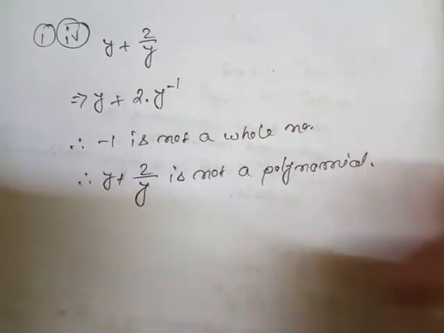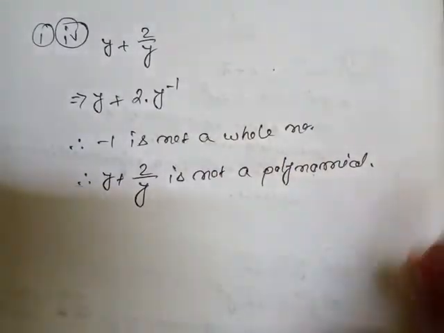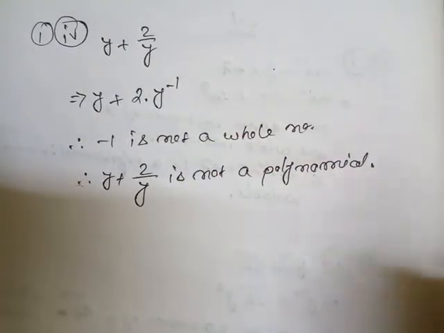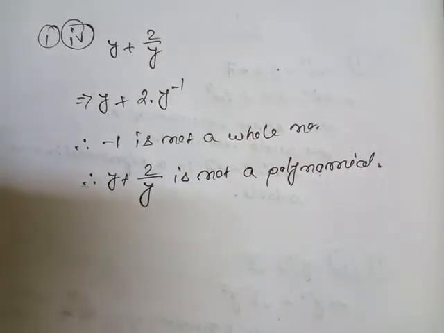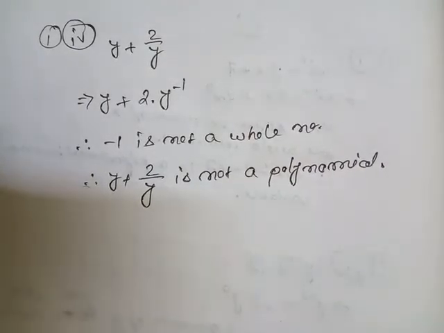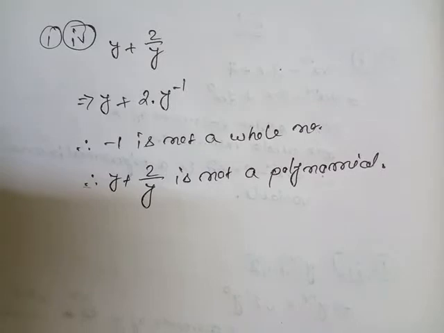Though the variable is only one, then also it is not. So it is clear that for being a polynomial, the exponent of the variable should be a whole number. Maybe 0, 1, 2 or anything, but it should be a whole number. Now next one is 1 Roman 5.